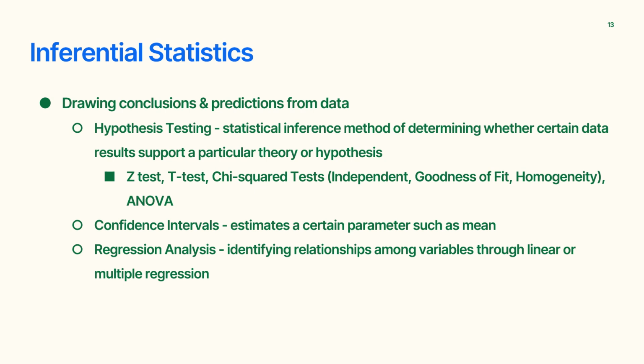You can also use inferential statistics. With these, you draw conclusions and predictions from data. One method is hypothesis testing. This is a statistical inference method of determining whether certain data results support a particular theory or hypothesis. Some hypothesis test examples are the z-test, the t-test, chi-square test. There are several of them. There's independence test, goodness of fit, homogeneity, and lastly, there's an ANOVA test.